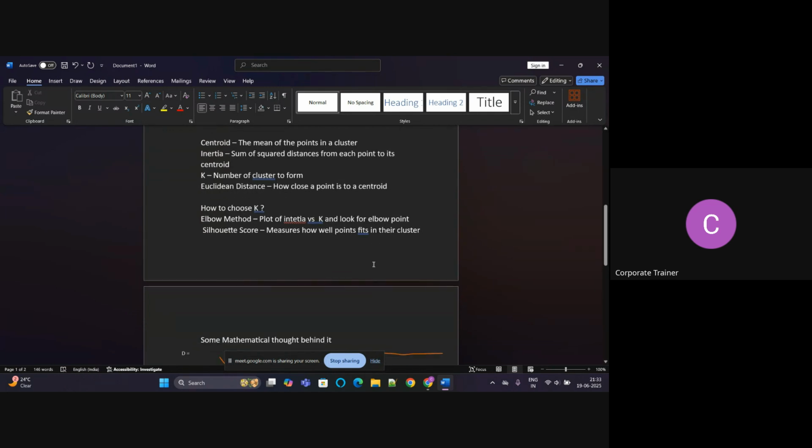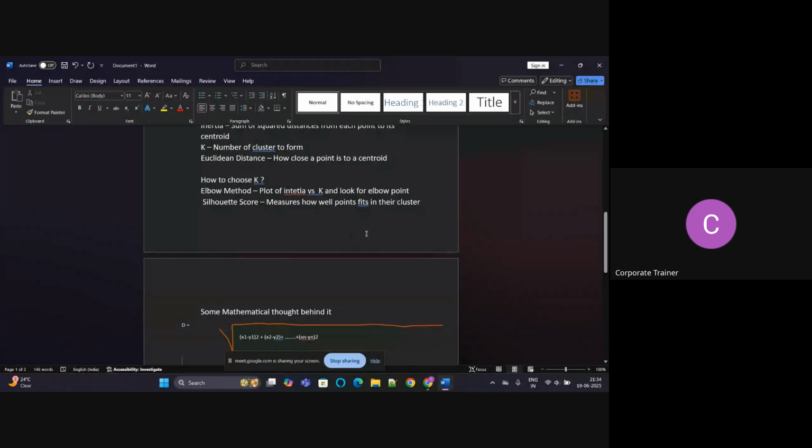So here I told you that there are two techniques. First is the elbow method and second is the silhouette method. It's also a technique. Using it, you can assess the quality of the clusters produced by k-means, measuring how well a point fits its cluster.